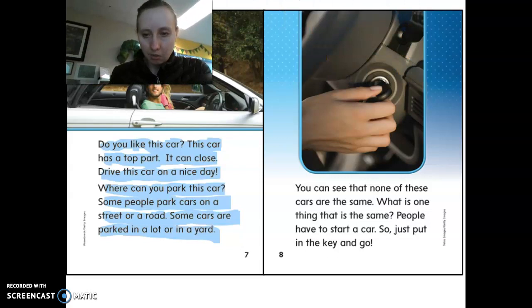Okay, here we go. For this part, there's none, which is one of our sight words. Cars. Start. Car. Okay, your turn first. Ready, begin.